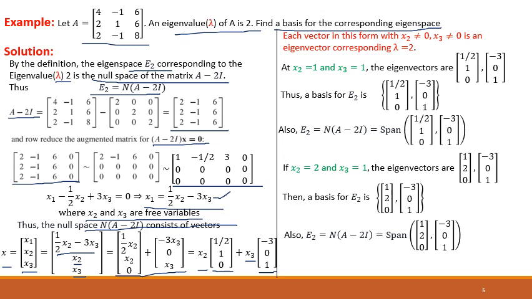Each vector in this form with x2 not equal to 0 and x3 not equal to 0 is an eigenvector corresponding to lambda equal to 2. At x2 equal to 1 and x3 equal to 1, the eigenvectors are this. So this would be the basis for eigenspace E2. And also we have written x as a linear combination, so we can say that E2 is also equal to the span of the eigenvectors.